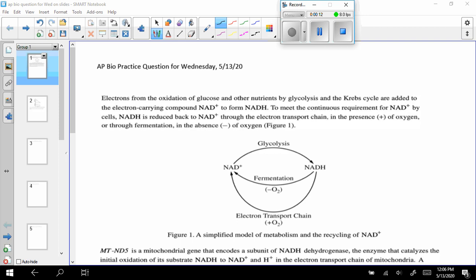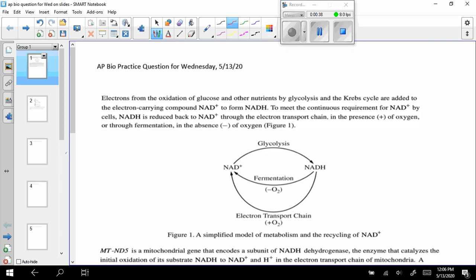So let's get started. Electrons from the oxidation of glucose and other nutrients by glycolysis in the Krebs cycle are added to the electron-carrying compound NAD plus to form NADH. Ooh, that's what I always call cash money. So you're building up your NADHs. To meet the continuous requirement for NAD plus by cells, NADH is reduced back to NAD plus.